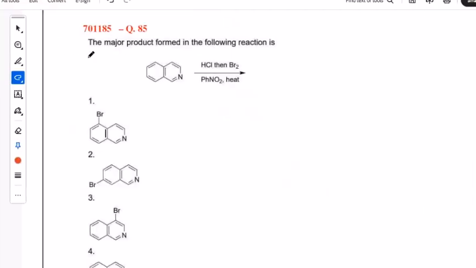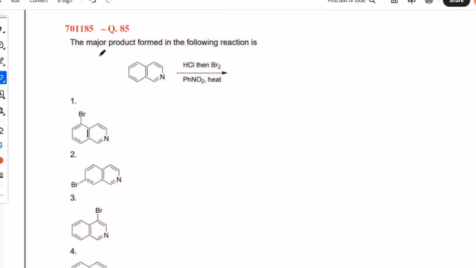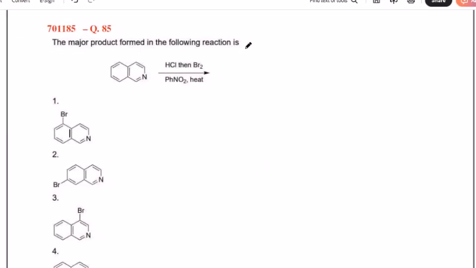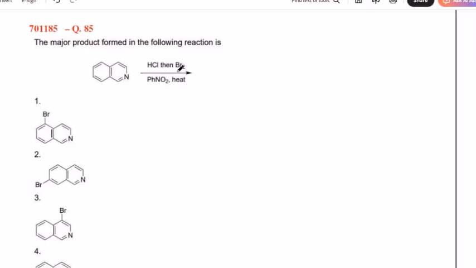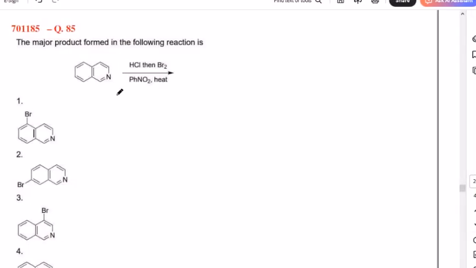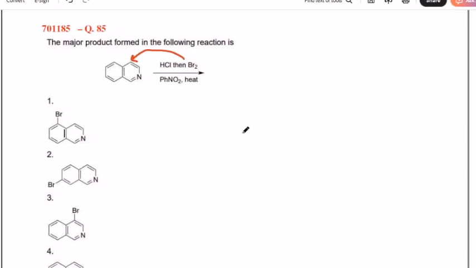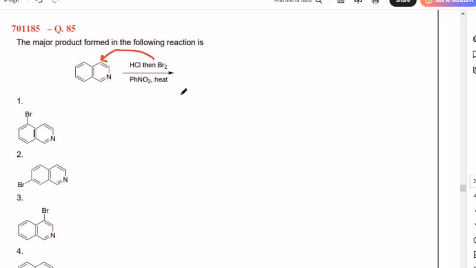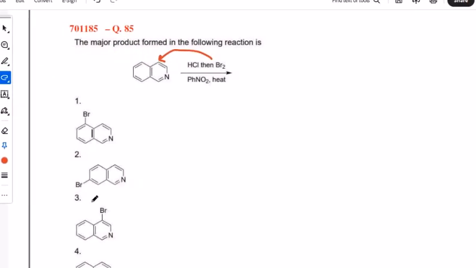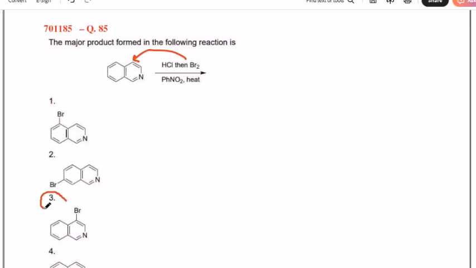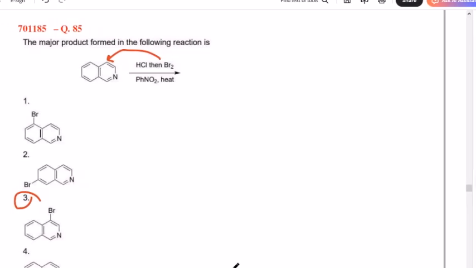Next, question number 85. The major product formed in the following reaction is HCl, then bromine. So where will it go? Yes, bromination will take place at this position. So with nitrobenzene and heat, it is going to give this compound. Option number 3 is the correct option, friends.